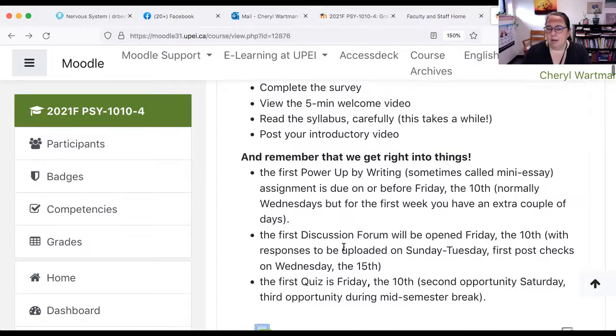And then these are the things that are due. The Power Up by Writing is due by Friday. I did leave the due date as Wednesday because Power Up by Writings are technically due Wednesday every week for the rest of the semester, but I have a cutoff date set to Friday. So the system will still take them until Friday the 10th.